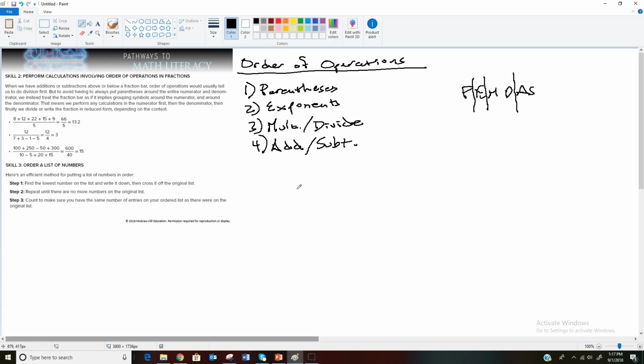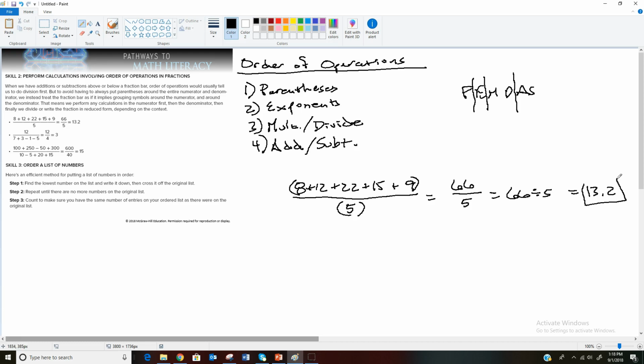So we have 8 plus 12 plus 22 plus 15 plus 9, over 5. Well, in this, we don't have any parentheses and we don't have any exponents. However, the top of this fraction bar kind of acts as a parentheses, because we need to do whatever's on top of that fraction bar before we do the division by 5. And if there were other things to do on the bottom, we would do those too. So the top and bottom of a division bar sort of acts like a parentheses because it's saying do the top, then do the bottom, then divide. So if we add all those numbers on top, we get 66, and then we have divide by 5, and then we do just like we did before, we do 66 divided by 5, which gives us 13.2. So that's our answer for that one.